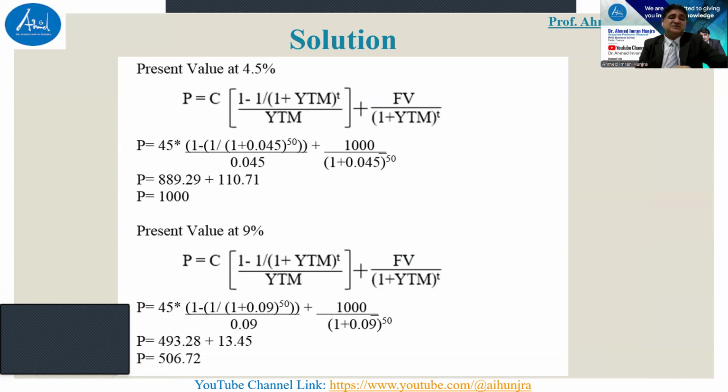As we discussed, the bond is traded at discount. If it's traded at discount, the YTM should be more than the coupon rate. The semi-annual coupon rate is 4.5%, so the next assumed rate should be more than 4.5%. We took a sample, for example 9%. At 9%, it gives us a value of 506, almost 507.